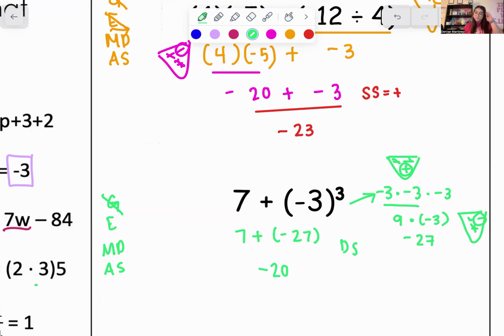Again, it's really important to remember that our exponents are showing us repeated multiplication. So negative 3 to the power of 3 is negative 3 times negative 3 times negative 3. Just as 2 to the power of 2 is 2 times 2, right? You have to make sure you're paying attention to how we're wording that.